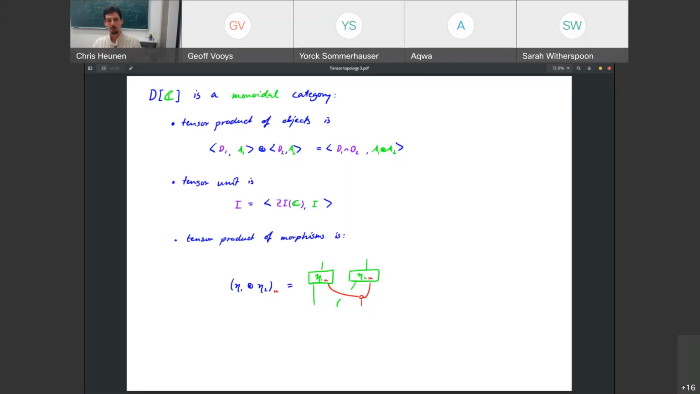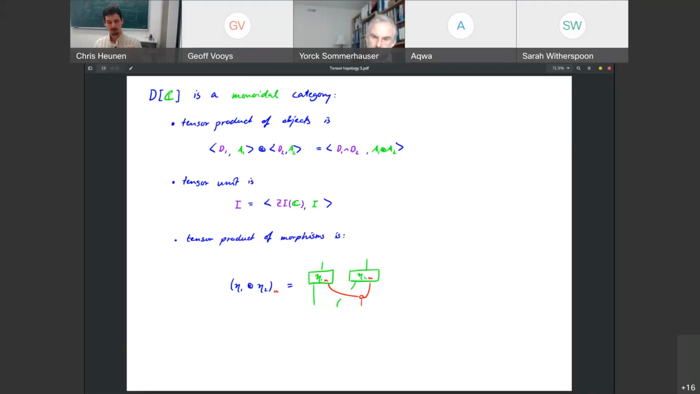If you give me two objects in a new category, so that means two objects in the old category, A1 and A2, I know how to take their tensor product, and two down-closed subsets D1 and D2 of central idempotents in the old category, that I will combine by just taking their intersection, which will still be a down-closed subset of central idempotents. So that's the way I take the tensor product of objects.